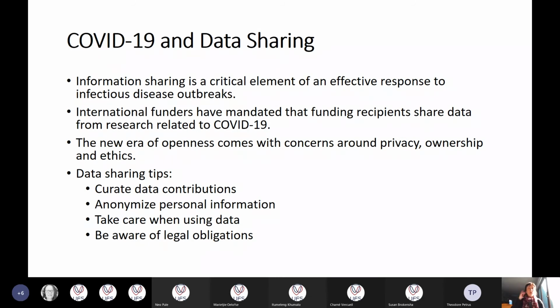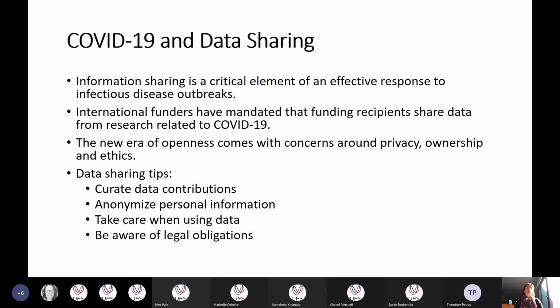So, some tips for sharing data during the age of coronavirus and beyond. We must curate our data contributions and make sure that we provide enough metadata as well as any necessary code that is needed to process our data. When depositing data concerning human participants, we must make sure that we have the appropriate ethical and legal approvals, and the data must be properly anonymized and de-identified.